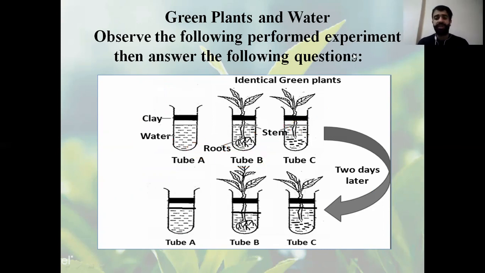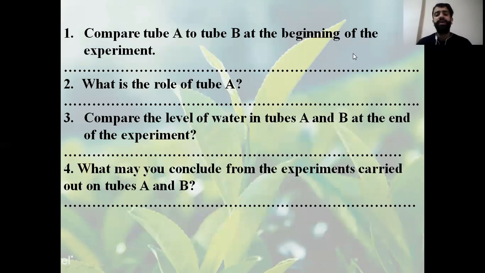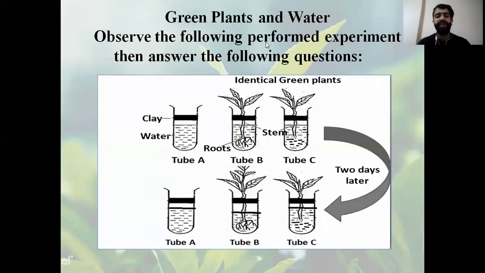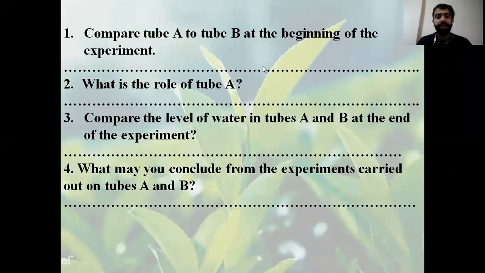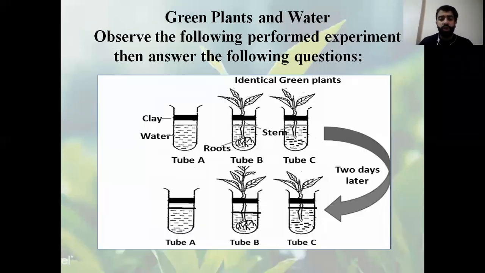So let's take the questions step by step. Compare tube A to tube B at the beginning of the experiment. At the beginning, both tubes A and B contain clay and water. However, in tube B, we have the root and stem of a plant, while in tube A, we have no plant. What is the role of tube A? We said that tube A is called a control tube. It's used to compare and explain the results.